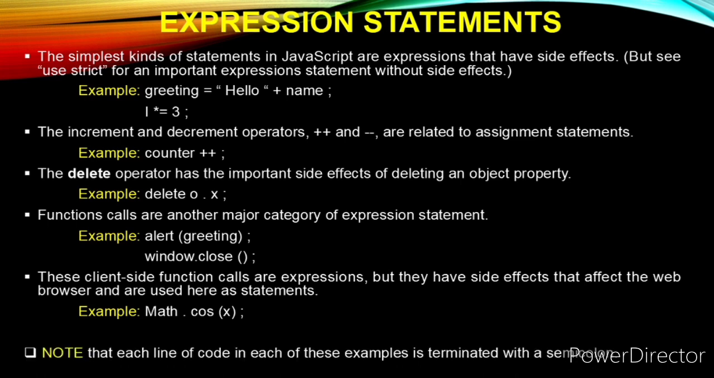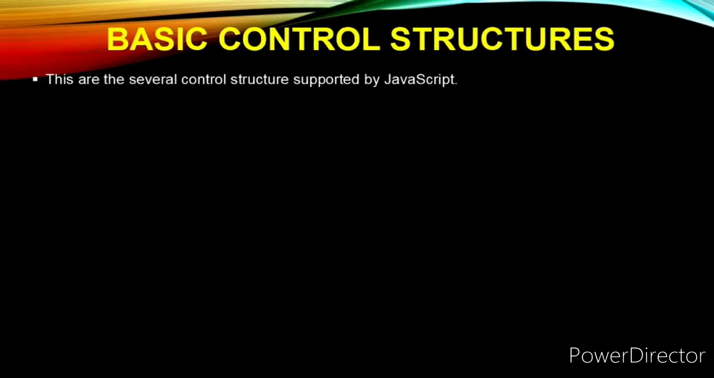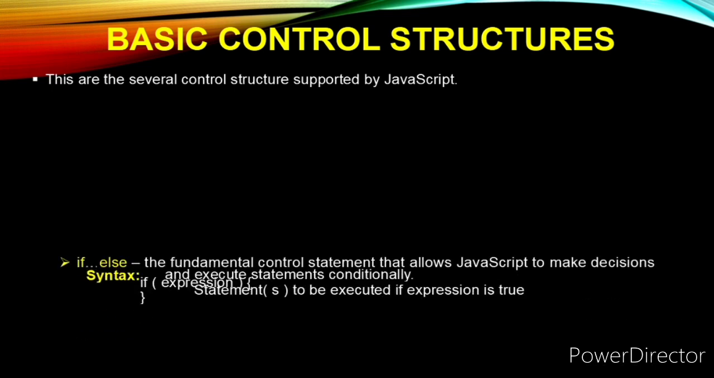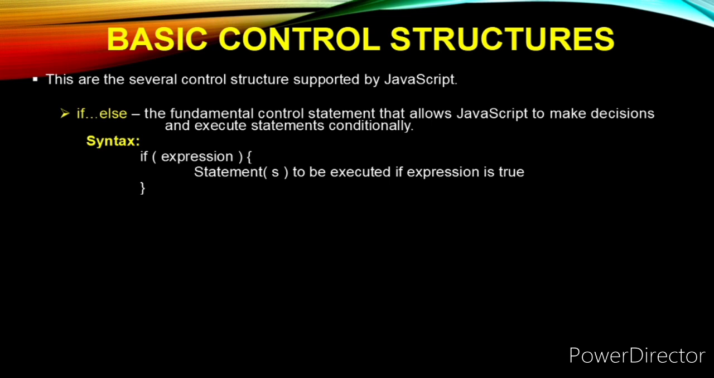But take note that each line of code in each of these examples is terminated with a semicolon. Here are the basic control structures. These are the several control structures supported by JavaScript. 1. If-else. The fundamental control statement that allows JavaScript to make decisions and execute statements conditionally.